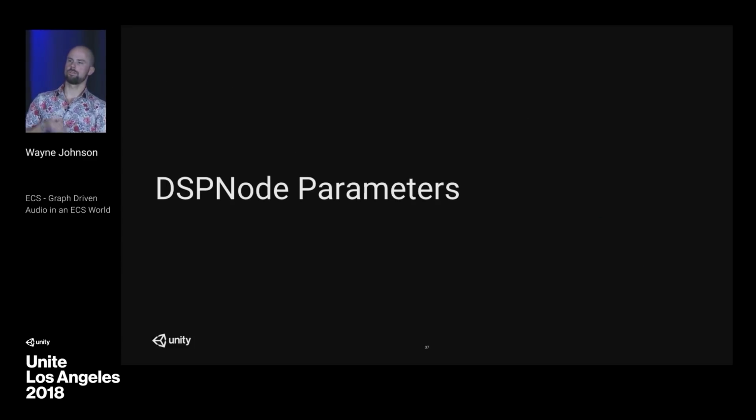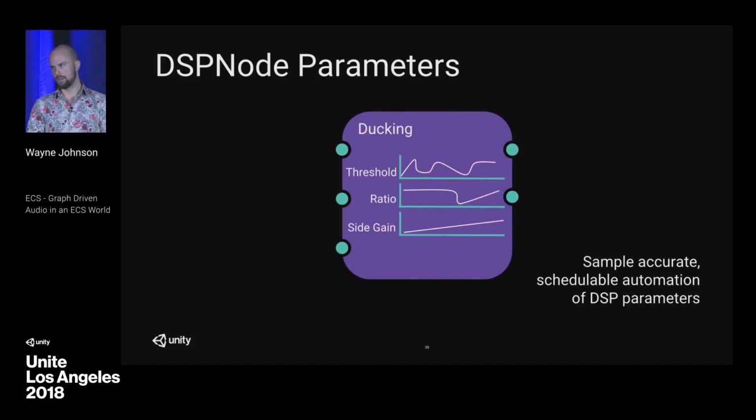Each one of these nodes can define a whole bunch of parameters, and parameters are a very cool and interesting way of automating properties within your DSP nodes. These parameters can be sample accurately changed or modified or automated over time in a scheduled way, because you've got to remember here that audio is being mixed asynchronously on another thread, but you can schedule parameter changes and automation in a very sample accurate way.